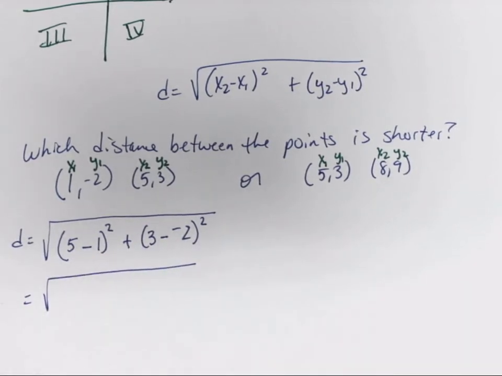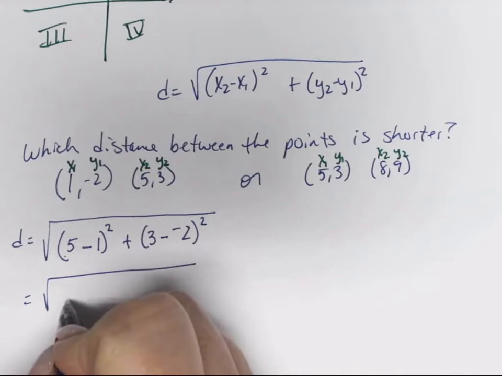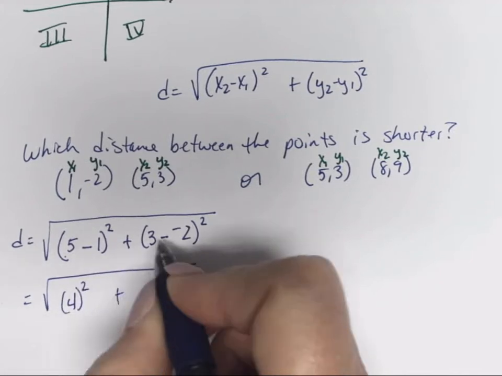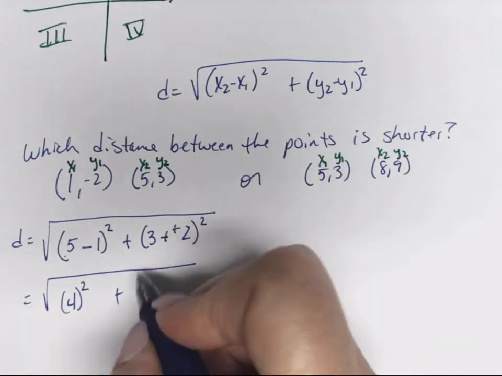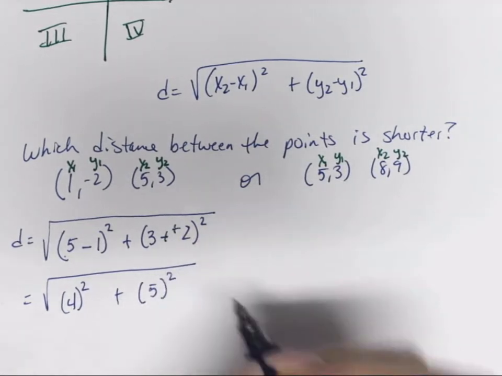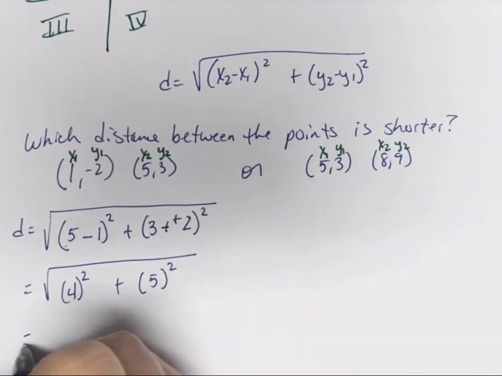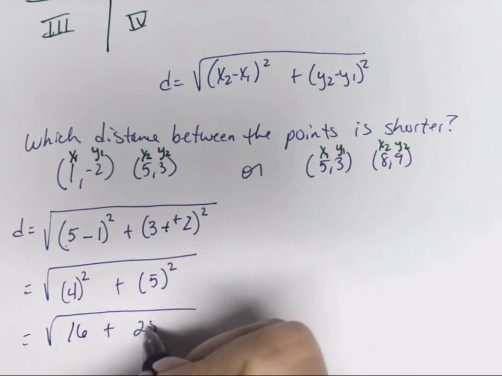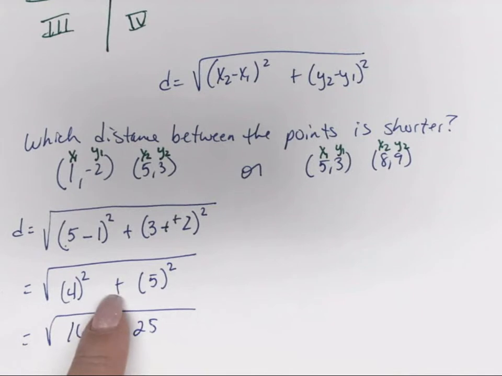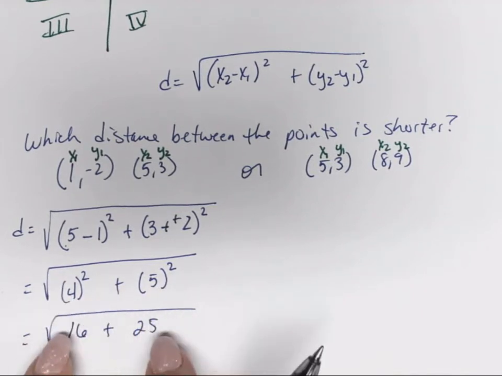Make sure you bring your radical all the way down. So 5 minus 1 would get us 4 squared. 3 minus a negative 2 actually becomes plus. So this will be 5 squared. So 4 squared is 16, and 5 squared will be 25. No matter what your points are, once they're squared, these will always be positive. When we add this, we get the square root of 41.